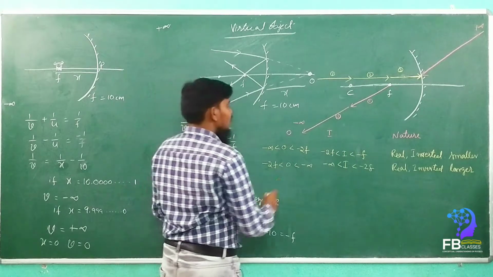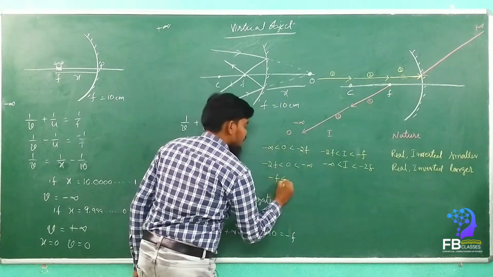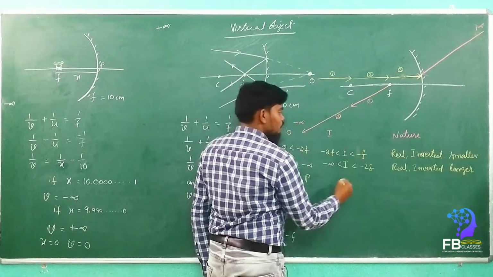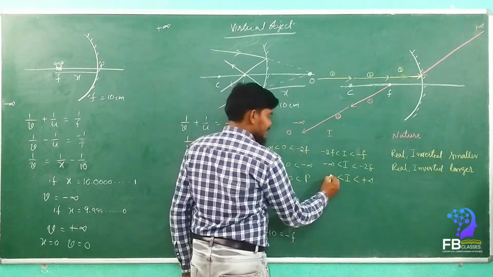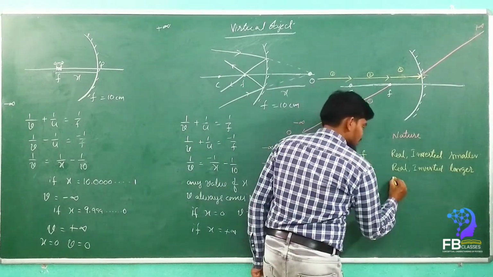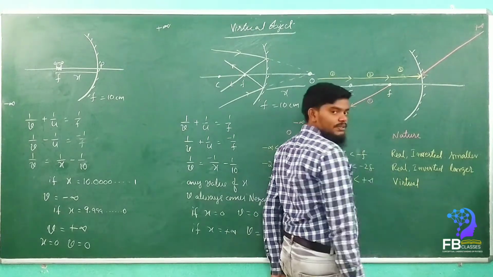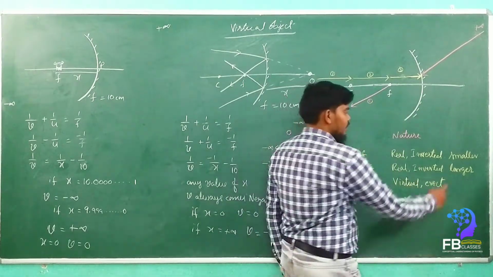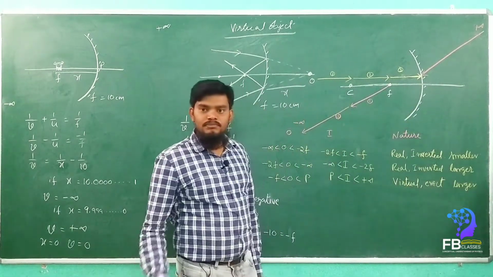See here, if the object is moved from minus F to pole, then where is the image formed, from where to where is it moved? It is from plus infinity to the pole. Got it? Yes, sir. Then what is the nature? The nature is virtual, erect, and larger. Got it? Yes, sir. Yes or no?